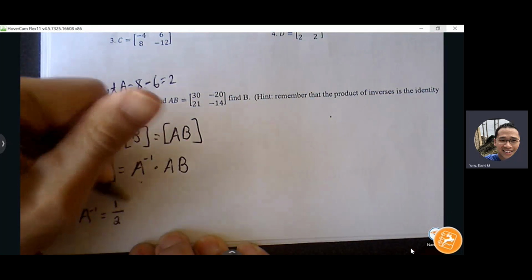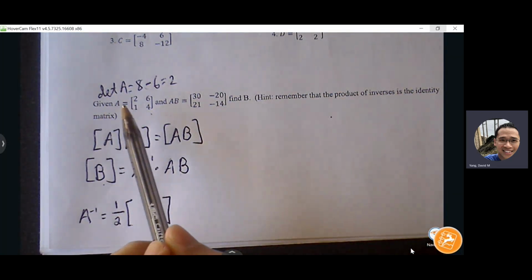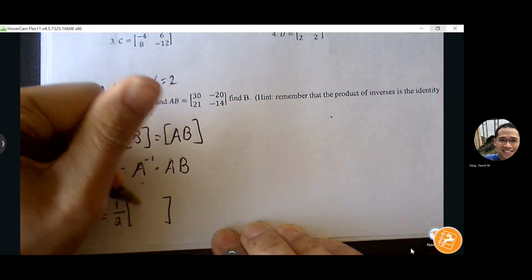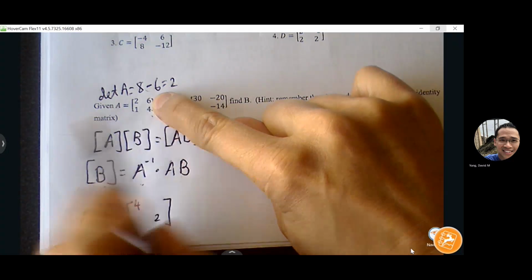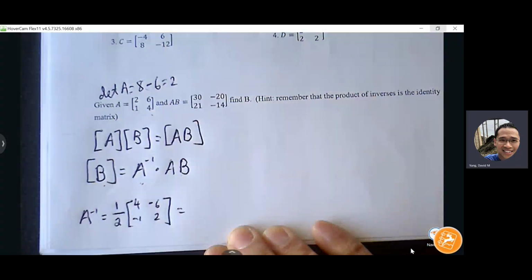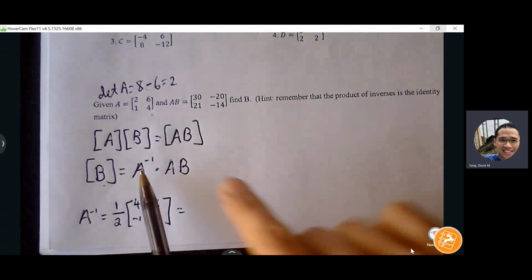So 1 over the determinant, and I have to swap some things around in my original matrix A. Make the 2 and 4 swap places, and do it with the 1 and 6. Change the signs. Okay, multiply the 1/2 through. And then we should be ready to go through our multiplication process, right?